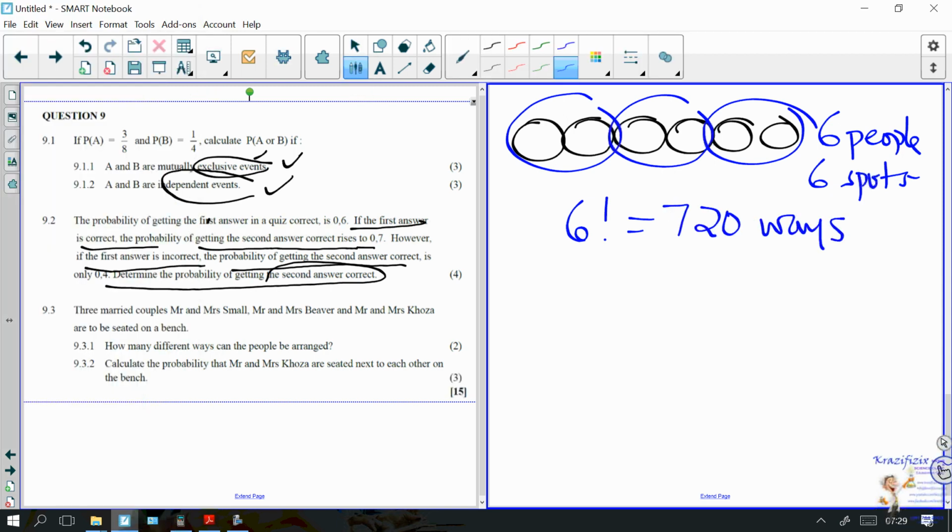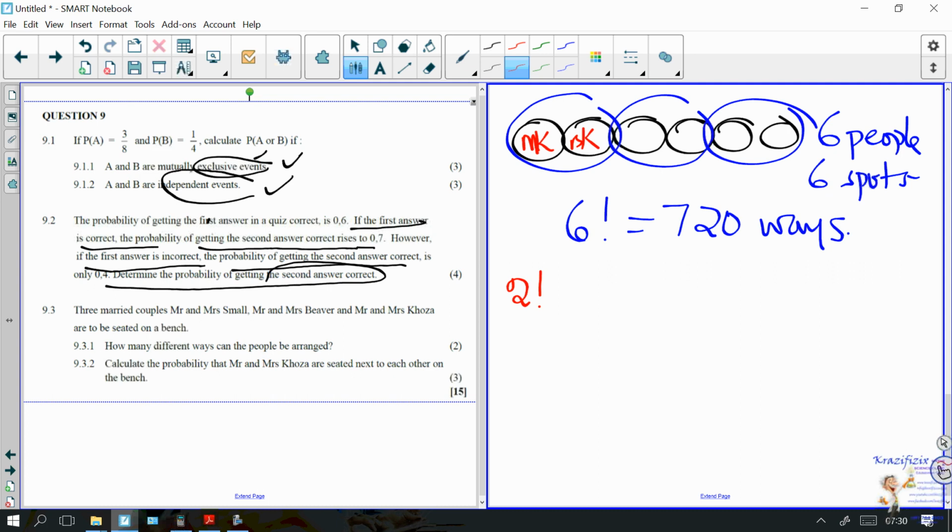720 ways. All right, now calculate the probability that Mr. and Mrs. Koza are seated next to each other on the bench. All right, hold on. It means Kozas must be seated next to each other. The first thing we need to do is this. Kozas must be seated as a group. All right, and they can be seated either Mr. or Mrs. in 2 ways. Either the man sits first or the woman sits, and like that. That one automatically is 2 factorial.